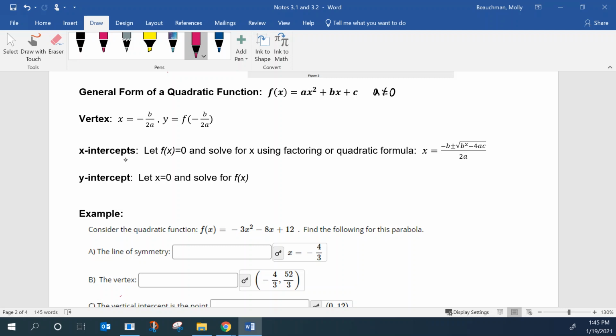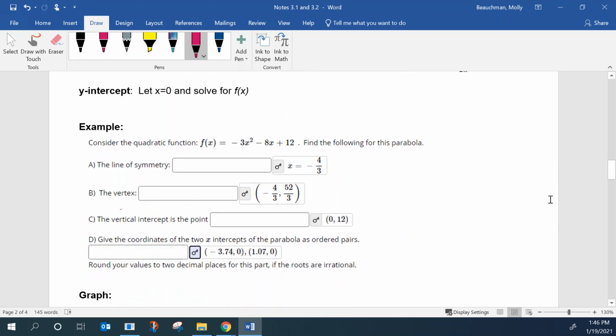For the x-intercepts of any graph, you let y or f of x equal 0 and solve for x. You can either factor or use the quadratic formula, and I've got it written here. For the y-intercept, you let x equal 0 and solve for f of x or y. So in our example, we've got a quadratic where a is equal to negative 3, b is equal to negative 8, and c is equal to 12. I have a negative in the front. This tells me that my parabola is going to open down instead of up, so I'm going to have a maximum value instead of a minimum.